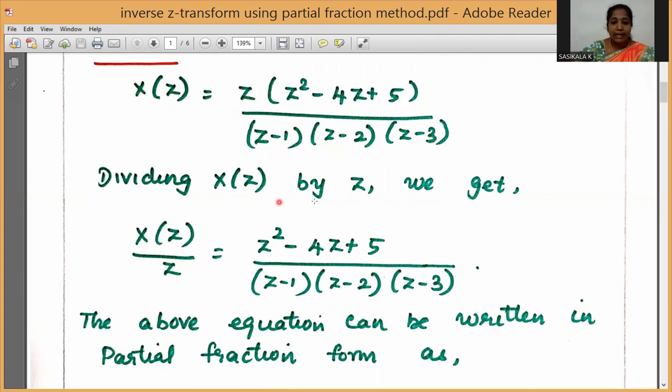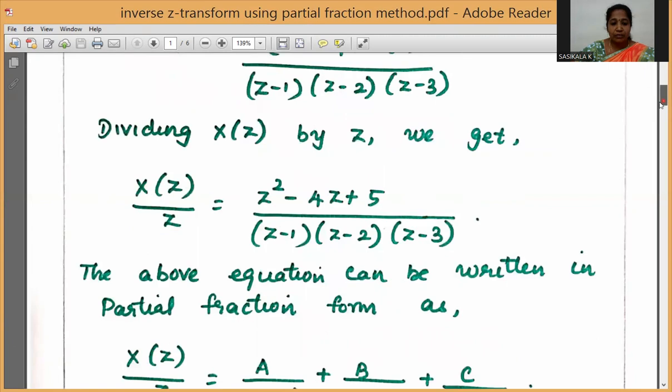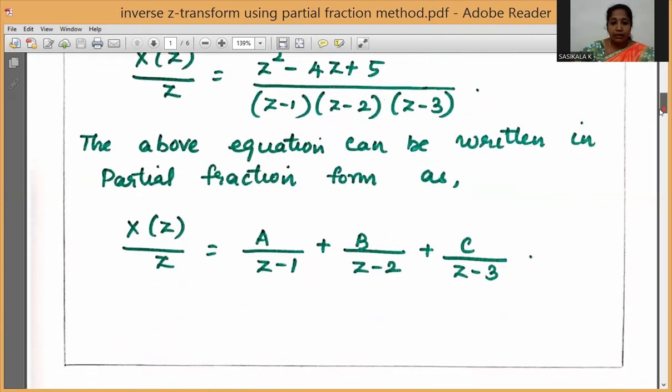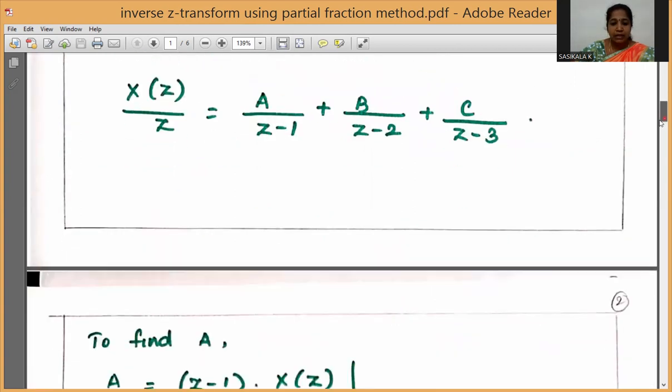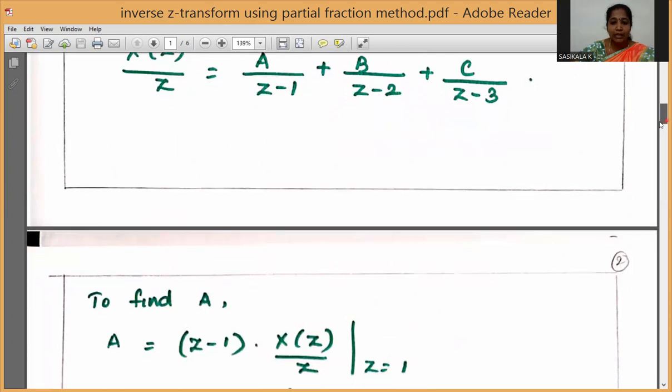Dividing this X(z) by z, we get X(z)/z = (z² − 4z + 5) / ((z − 1)(z − 2)(z − 3)). Now, since we are using the partial fraction method, this equation can be written as X(z)/z = A/(z − 1) + B/(z − 2) + C/(z − 3), where in the numerator we get only the constant part. So we need to find the constants A, B and C.